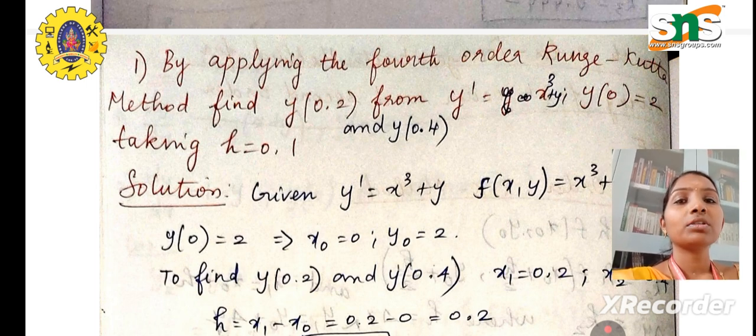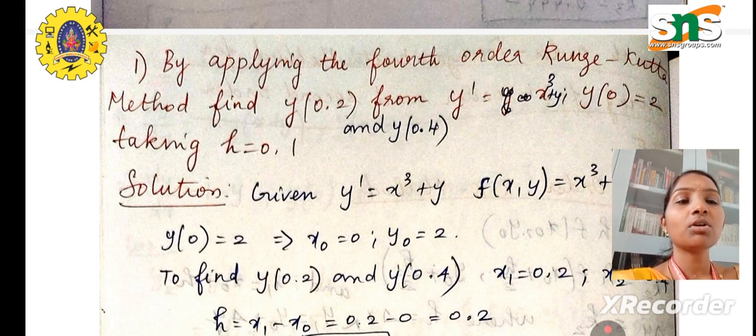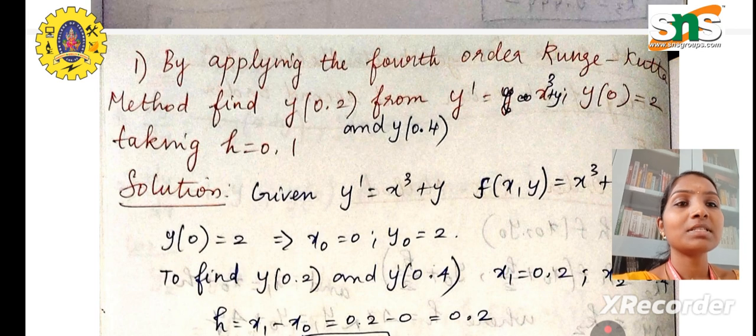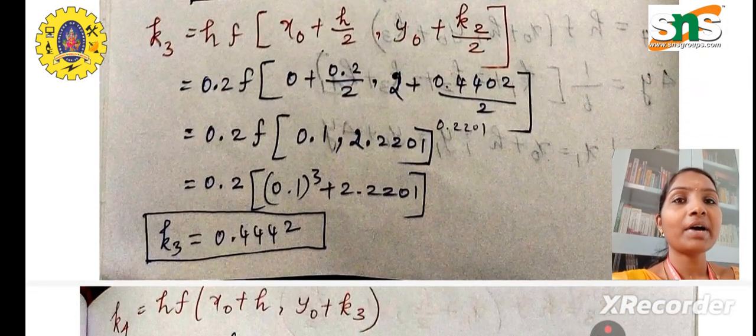We are now on to the topic of Runge Kutta method. In the previous video, we have seen a problem on solving the first order ordinary differential equations using fourth order Runge Kutta method. In the previous video, we have seen how to find the constants k1 and k2. Now we are moving on to the next step, which is finding k3.